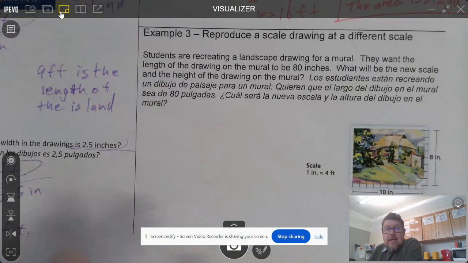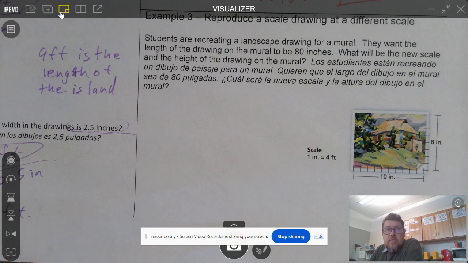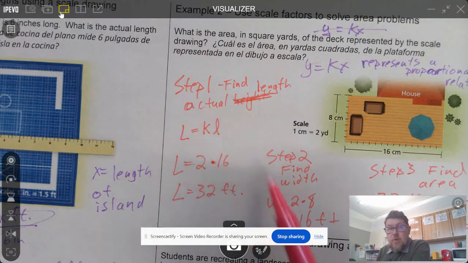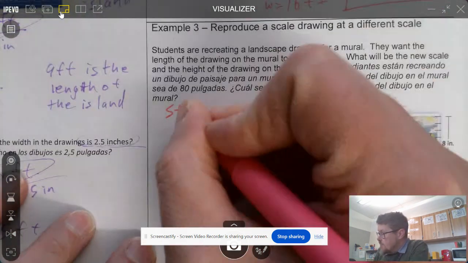Students are recreating a landscape drawing for a mural. They want the length of the drawing of the mural to be 80 inches. What will be the new scale and the height of the drawing on the mural? So we're going to break this up into steps again here. Step 1 is find the actual measurements. So we're basically going to take step 1 and step 2 and combine them into step 1.